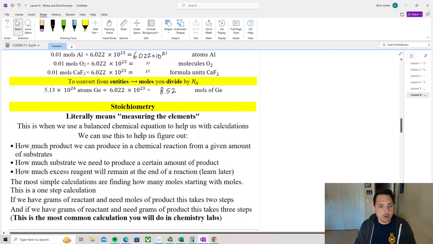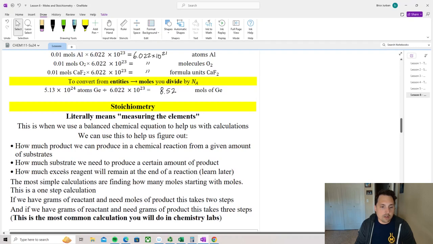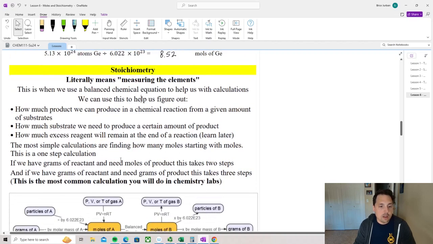There are other things we can do other than just calculating how much product is produced in a chemical reaction. We could also work backwards and figure out how much substrate is needed to produce a certain amount of product. We could also figure out how much excess reagent is going to remain at the end of a reaction. And all of these things are starting points for any further chemistry that we're going to learn. So this is why I'm introducing this in the beginning of this class, because I want you to really know how to do this by the end of the semester. So we'll be seeing this a lot.